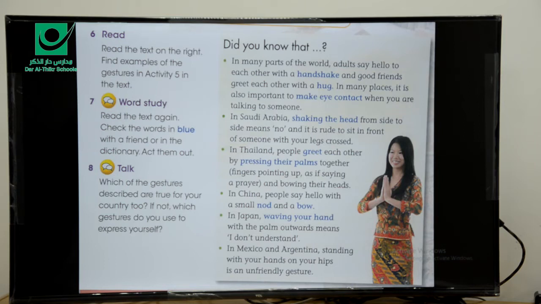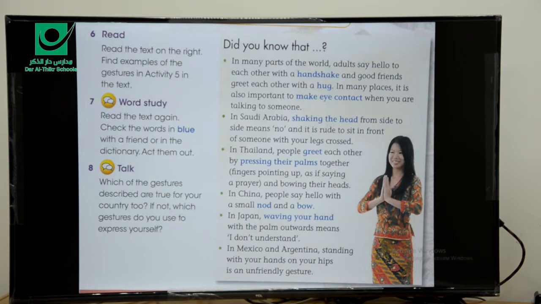Yes. So as you can see, we have different cultures around the world. The gestures even are different. See, for example, in Saudi Arabia, shaking the head from side to side, it means no. In Thailand, people greet each other by pressing their palms together, fingers pointing up as if saying a prayer, just like the woman in the picture. Yes, in Mexico and Argentina, standing with your hands on your hips is an unfriendly gesture.